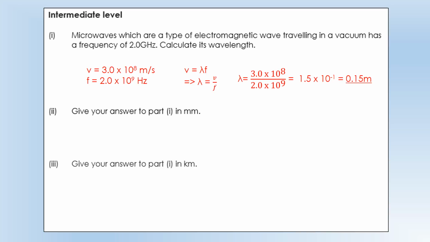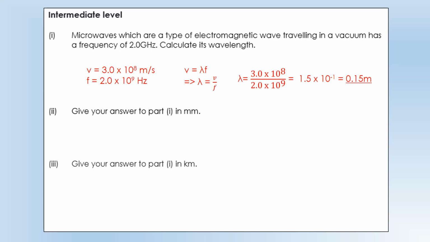When we're dealing with standard form and we're doing division, you divide the numbers in front, the mantissas, so that's why we end up with 1.5, and then you find the difference between the powers on the top and the bottom line. You can see the difference is -1, and then we can change that to the normal form, so we get 0.15 meters.